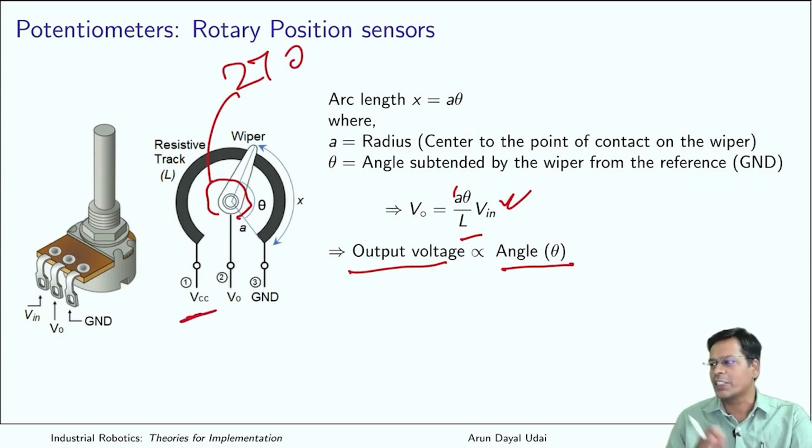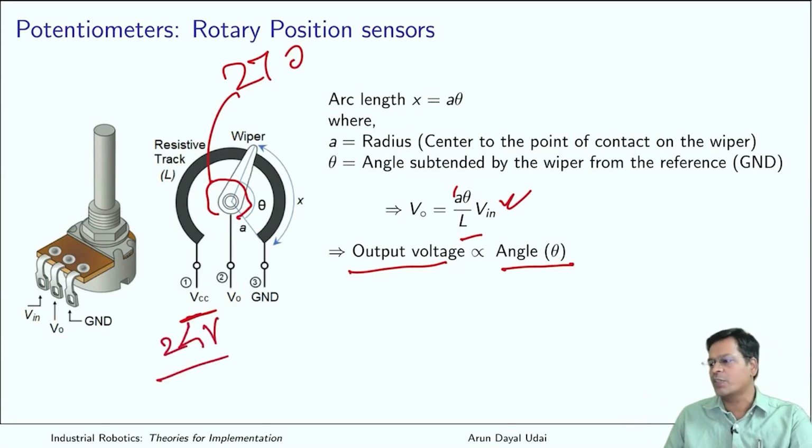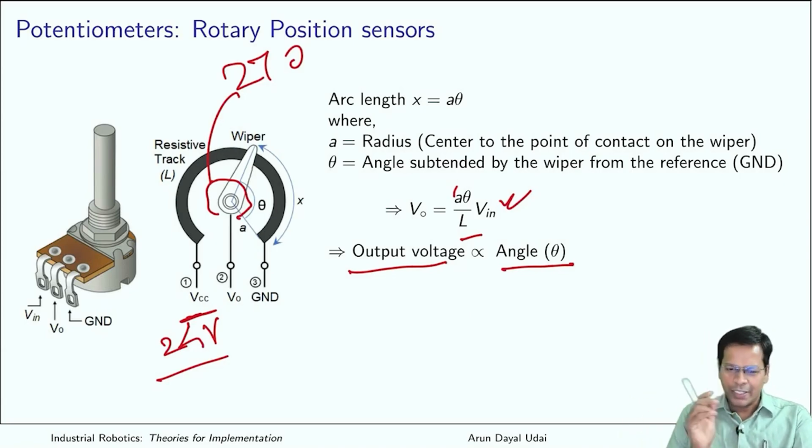So output voltage varies from 0 to the supply voltage. In industry it is 24 volt. So let us say if this is fitted in industry, your output will go from 0 to 24 volt, right, for 0 to 270 degree. There is a bit of a problem with these kinds of things. It cannot keep on running, you know. You cannot have continuous rotating potentiometers.